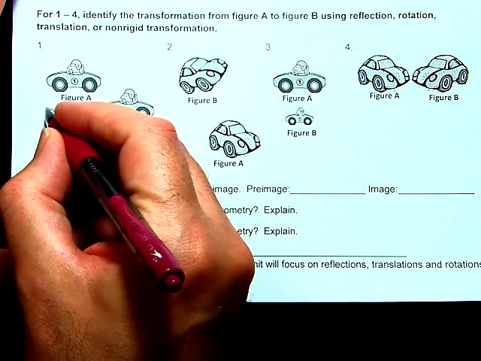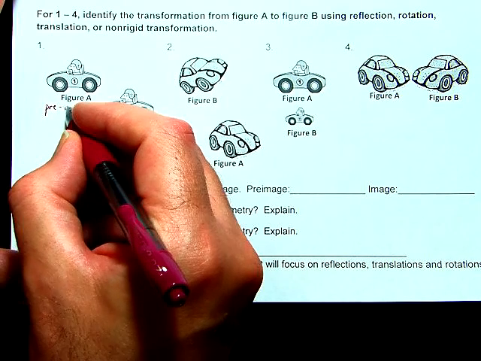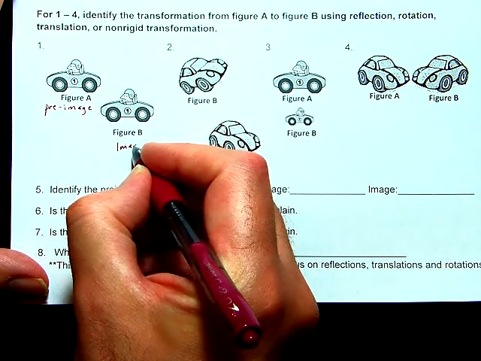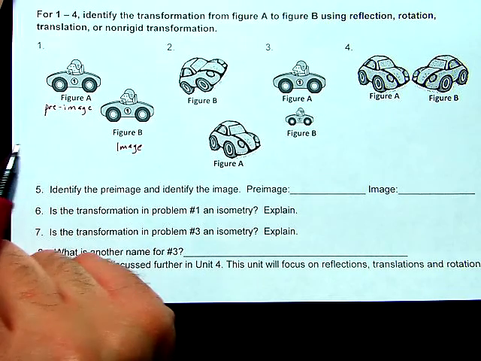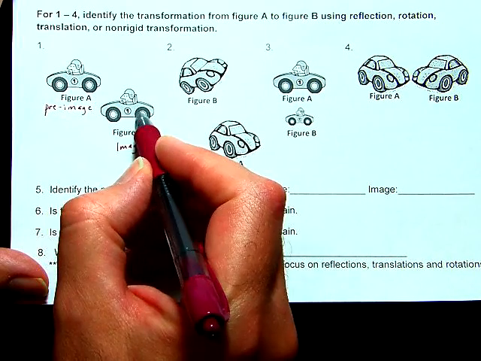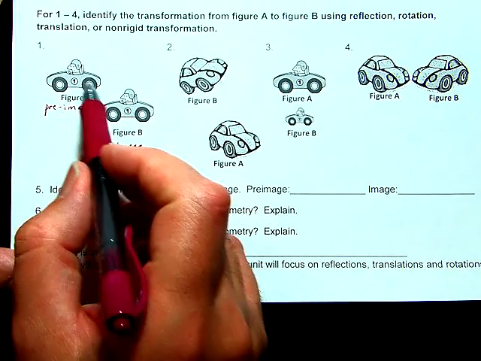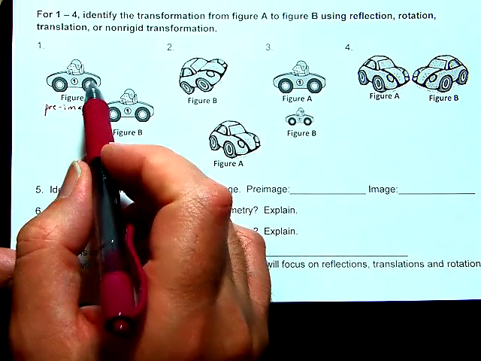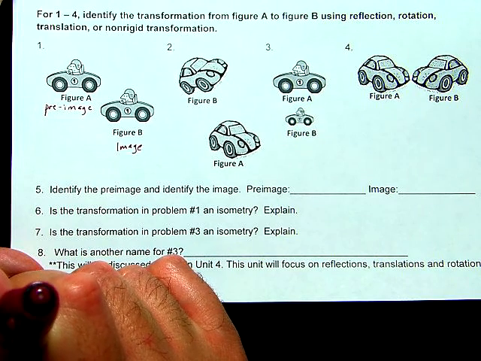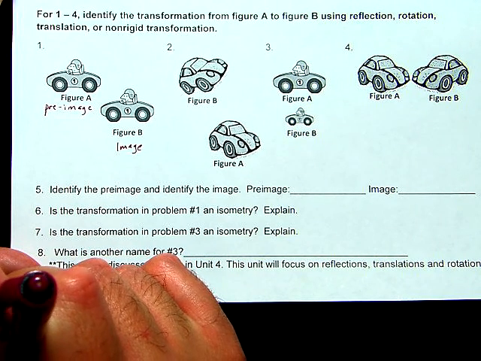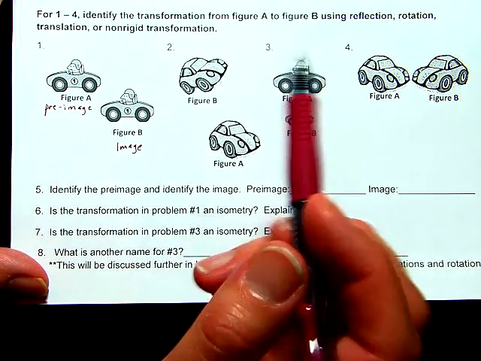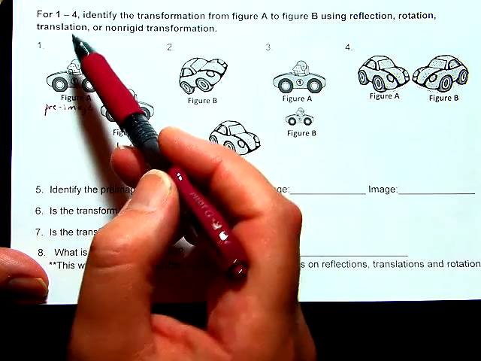So figure A is the pre-image, and figure B is the image. Okay, that's the case in all of them. So we're starting with this, and we're going to this. Do these both have the same shape and size? Are they both congruent? If so, we're dealing with a rigid transformation or an isometry. So it's not a non-rigid transformation. We know this has to be either reflection, rotation, or translation.